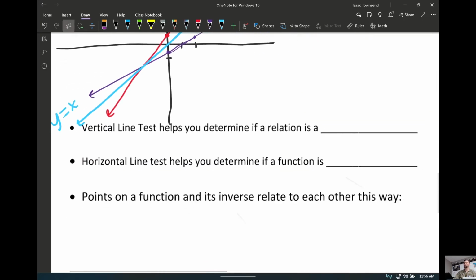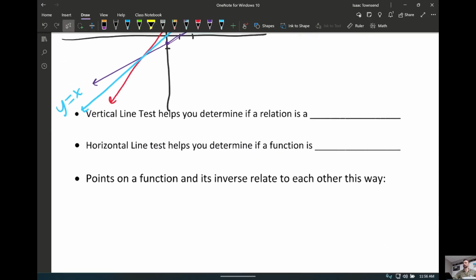But I also need to remind you, a lot of this stuff we talked about last semester, but vertical line test is the test that tells you if a relation is a function. So if you can draw a vertical line that hits your graph more than once, it is not a function. Then we have this horizontal line test that tells you if a function has an inverse function.